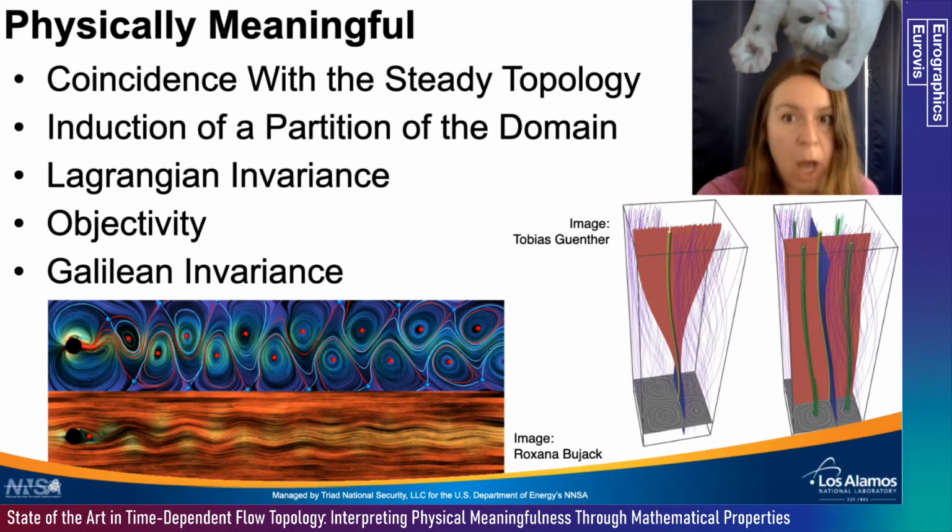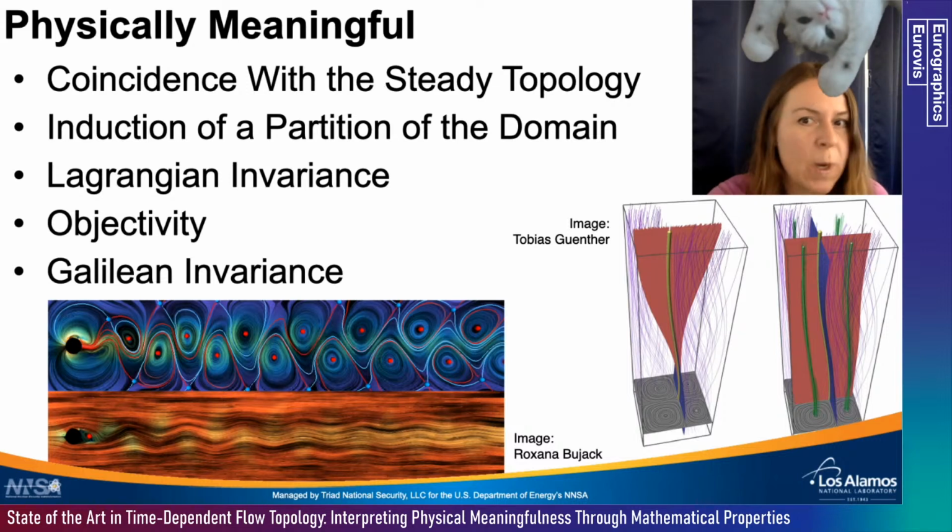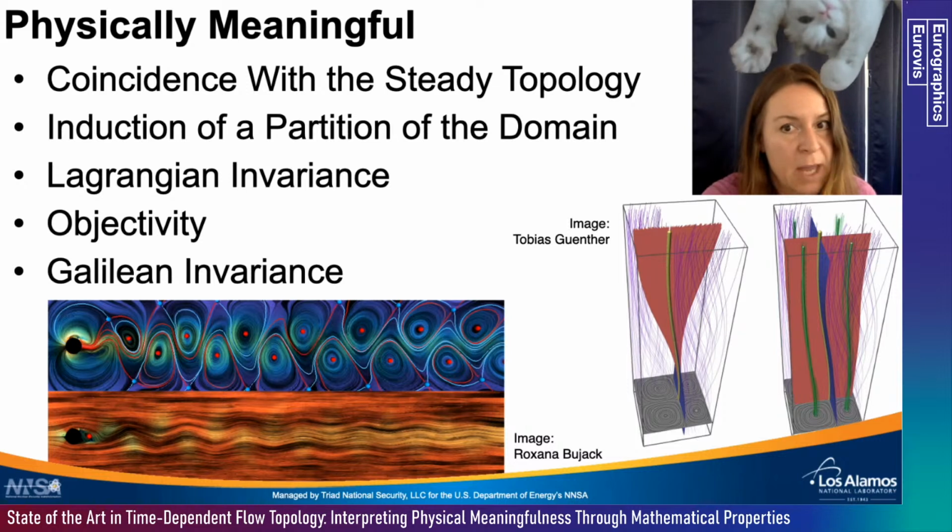And the top picture has the exact same physical phenomenon, but perceived by an observer who is moving with the flow. Like he sits in a boat and goes down with the average velocity of that flow, and he perceives a very different picture if we look at the streamlines and if we look at the topology. And so a method is considered objective if they give the same results.